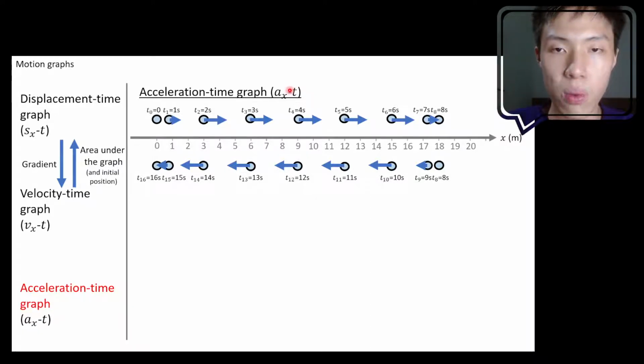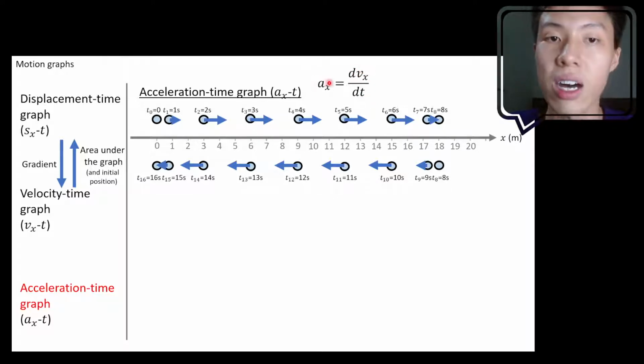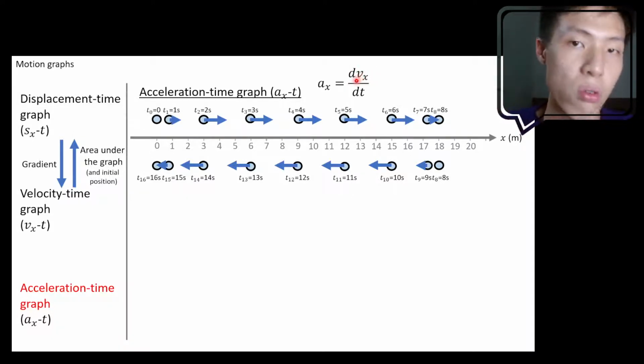To be able to sketch an acceleration time graph, we need to recall our concept of acceleration. For the x component of instantaneous acceleration, it can be related to the velocity through this equation. It shows that the instantaneous x component of acceleration is equivalent to the infinitesimal change of the x component of velocity divided by the infinitesimal change of time, or dvx over dt. So our acceleration is related to the change of velocity.